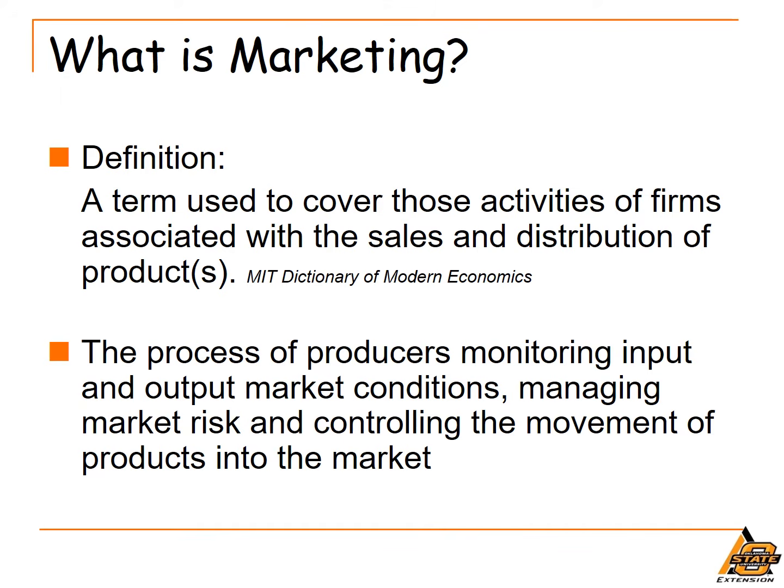First of all, let's just do a definition of what is livestock marketing. We look at the MIT Dictionary of Modern Economics. It defines marketing as a term used to cover those activities of firms associated with the sales and distribution of products. If we broaden that definition just a little bit and look at it the way producers look at it, it's the process of monitoring input and output market conditions, managing market risk, and controlling the movement of products into the market. Today we're going to talk a little bit about monitoring the output market conditions and controlling the movement in the market. The market risk component of marketing is a topic for another day and will be covered in another video.